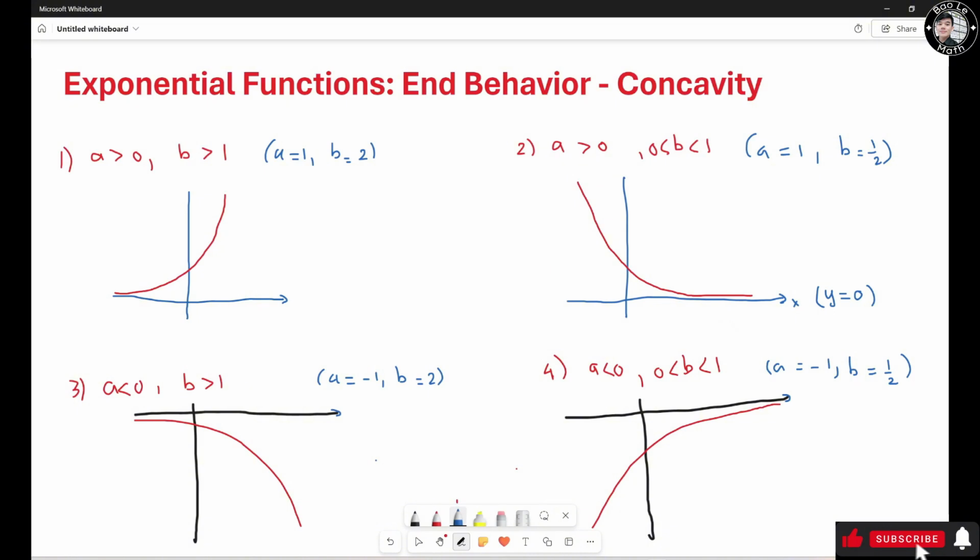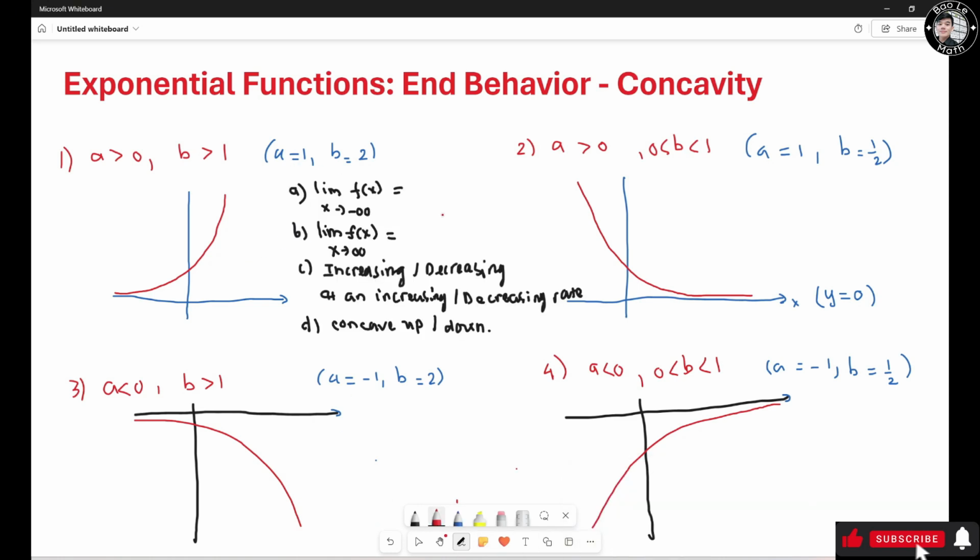Alright, now we're going to explore the end behavior and concavity, as well as increasing or decreasing. Now, in order to explore the end behavior of the exponential function, the first thing we need to do is put positive infinity on the right of the x-axis, negative infinity on the left of the x-axis, positive right here, and this is negative right here.